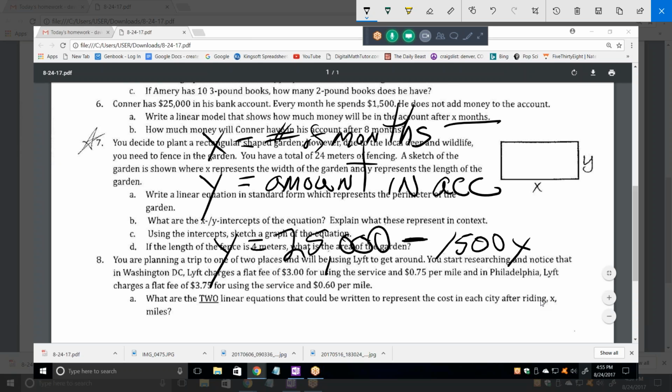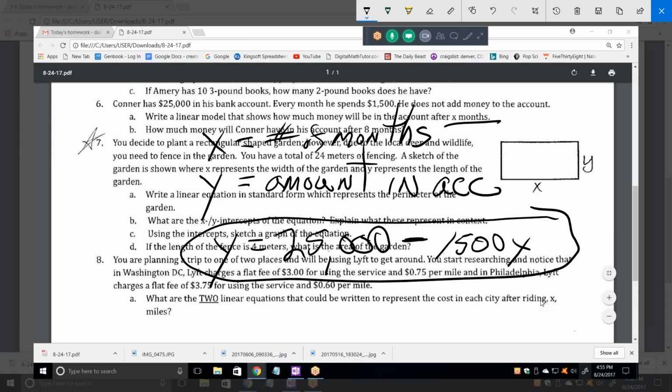Now tell me how much he would have in the account after 0 months. He would still have the 25,000. Works for that. How much would he have after 1 month? 23,500. Works for that. How much would he have after 2 months? 22,000. So this is the correct model. It works for 0, 1, and 2 months. Once you prove that to yourself, then you've found the correct model.